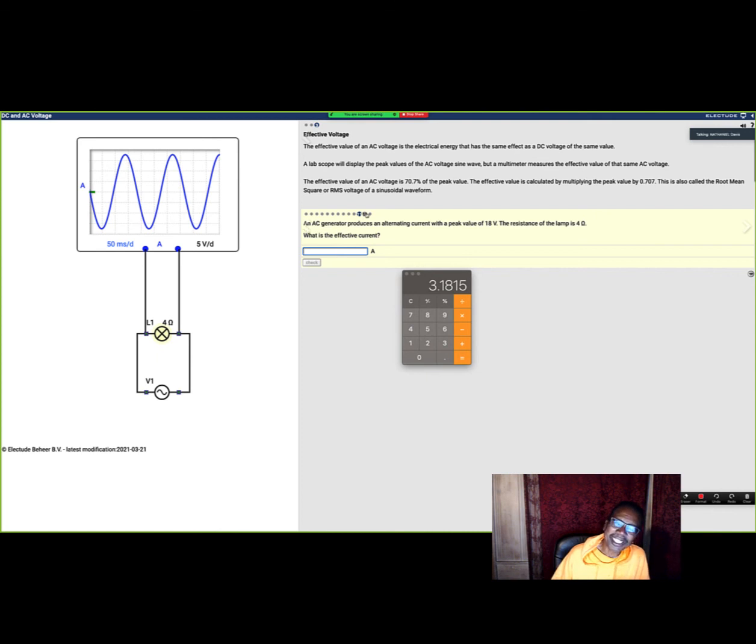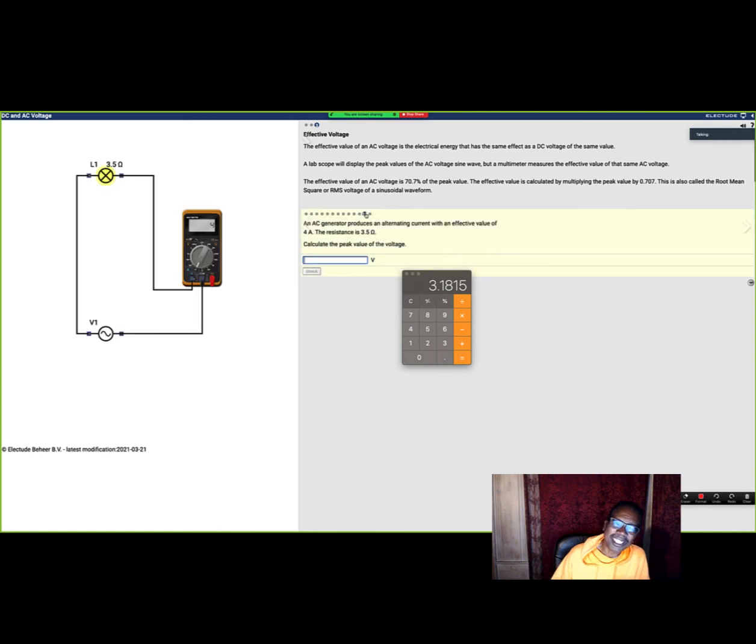Okay, here's another one. An AC generator produces an alternating current with an effective value again of 4 amps. The resistance is 3.5 ohms. Calculate the peak value of the voltage.